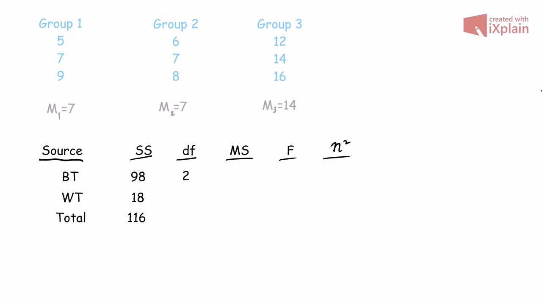Now we need to compute the DF for the within treatment. That's going to be 6. And the way you would get that is it's N, which is the total number of people in the study. There were 9 people in the study, 1, 2, 3, 4, 5, 6, 7, 8, 9, minus the number of groups. There were 3 groups. So it's going to be 9 minus 3, and that's going to give us 6.